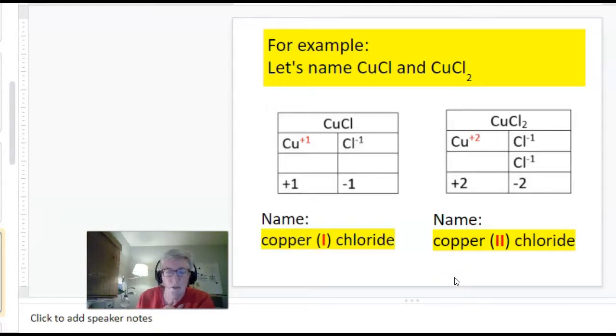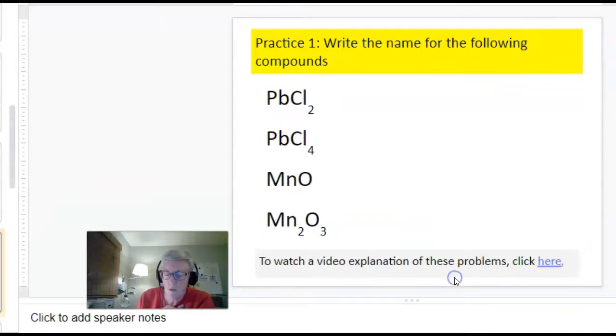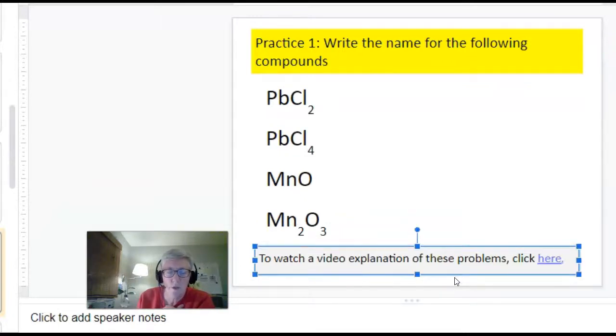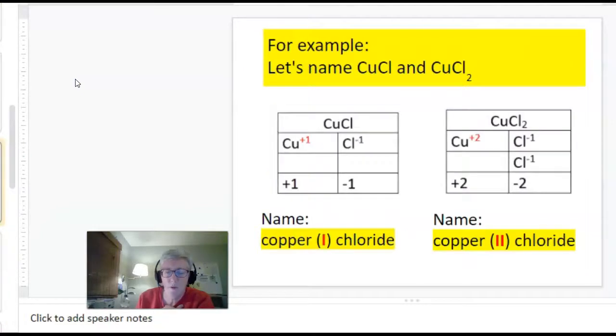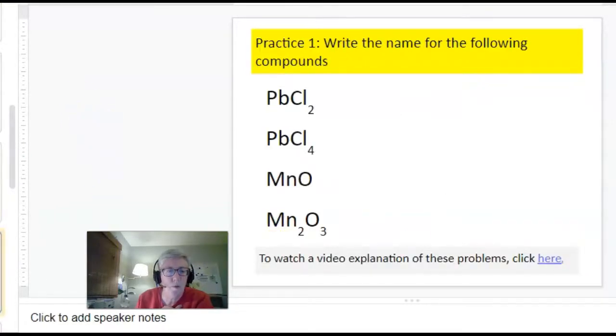All right, so let's do a few practice problems. I'm going to switch to my paper because I prefer to write. All right, so I will be back.